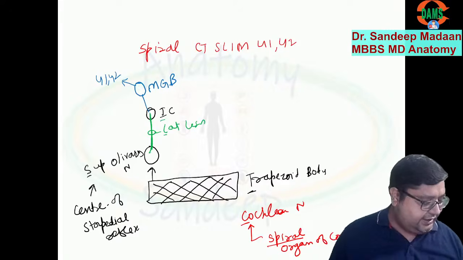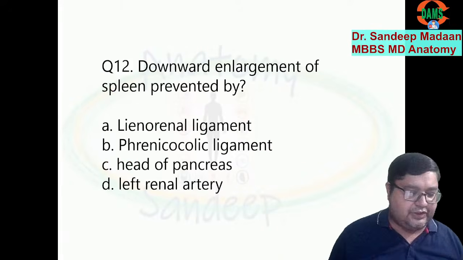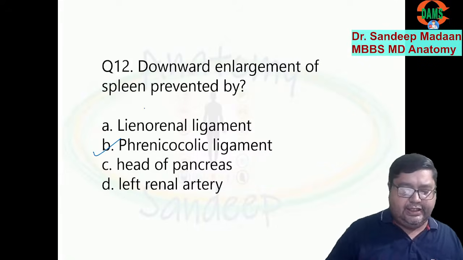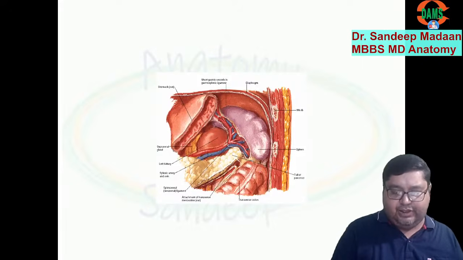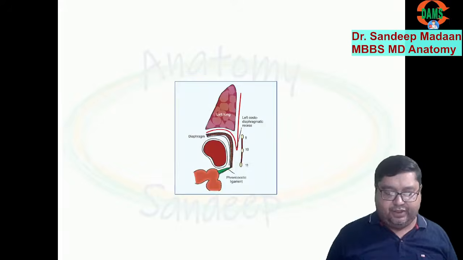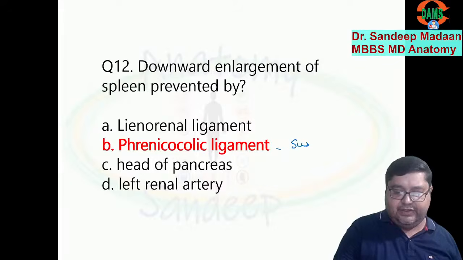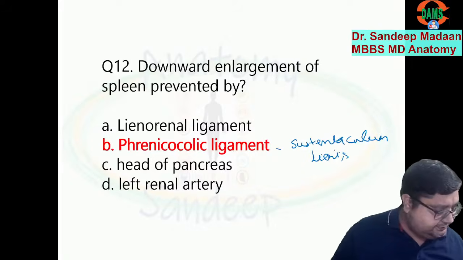Okay. All right. Next question. Downward enlargement of the spleen is prevented by the phrenico-colic ligament. Why? Because it runs between the diaphragm and the colon, so between them we have a support of the spleen. That is why it is also called sustentaculum lienis. So far so good.